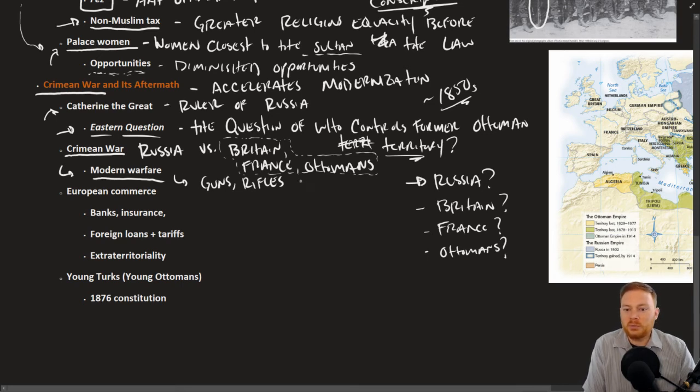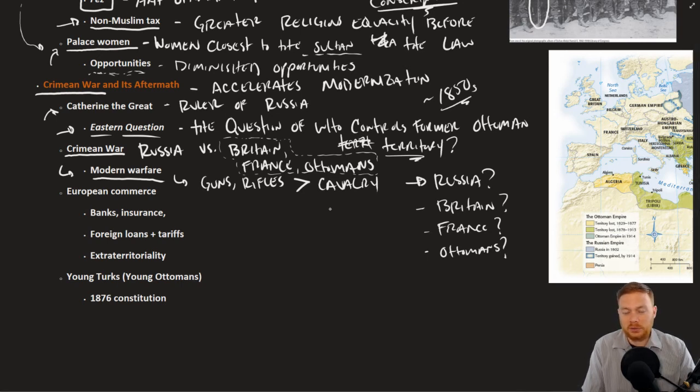By the Crimean War, guns and rifles are proving their worth over typical traditional military units, and that is the cavalry. Cavalry are horses, so horses are becoming more obsolete. Rifles, because of their reload speed, how quickly they can reload and how much more accurate they are by the 1850s, are quickly gaining ground.